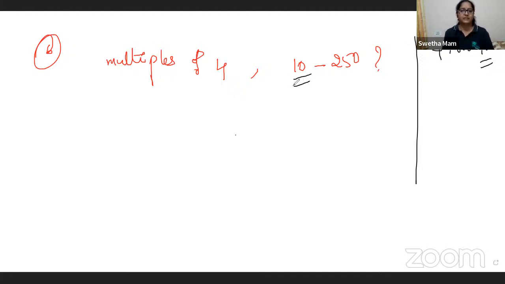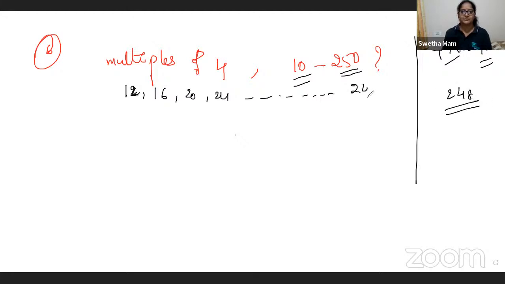So you have to start from 10. Which is the first one after 10? 8 is before, so you have to start from 12. Right now, just write the multiples, children. Just take the first 3 multiples: 12, 16, 20, 24, and so on. So you can take the last multiple, which is till 250. Is 250 divisible by 4? No, 250 is not divisible, right? So we can take 248. Take the last number also, that is 248.